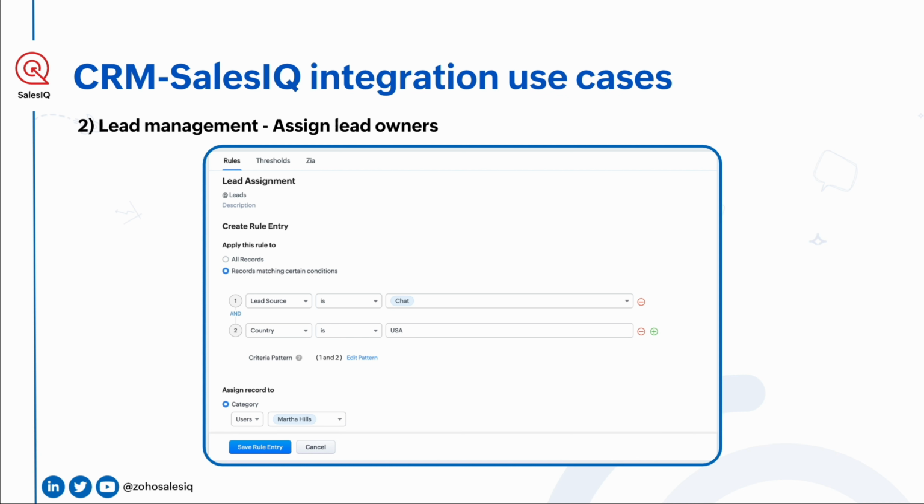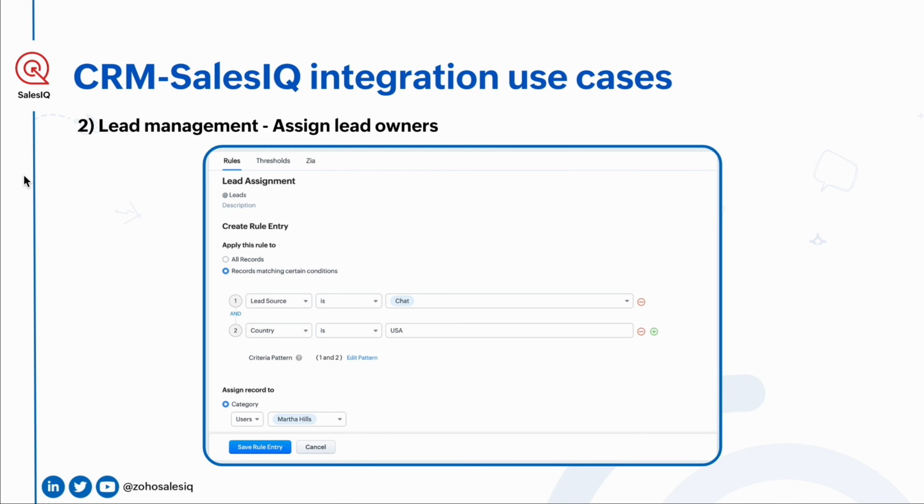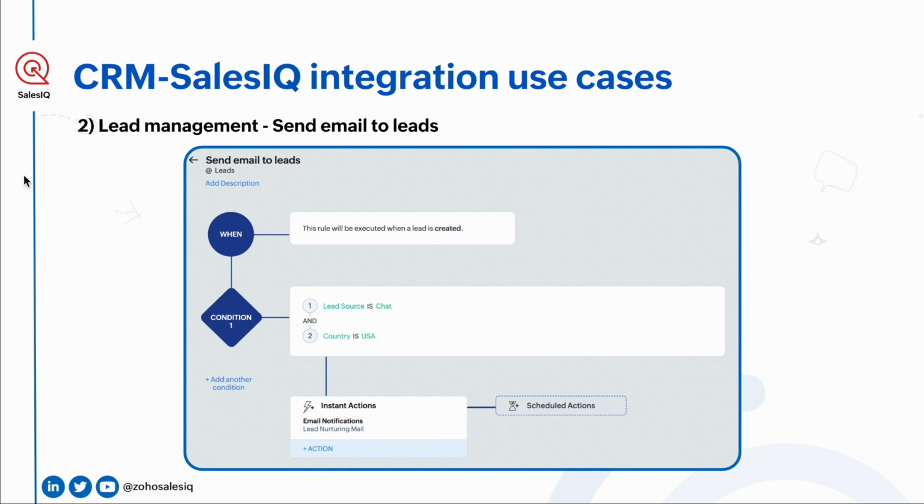Let us say, for example, you would like to assign the leads coming in from chat in the US region to a particular user. So you can go ahead and set up the conditions, and when the criteria is met, it would be automatically assigned to the user. Also, we have Zia's recommendation, based on which you can assign the leads to the right reps.